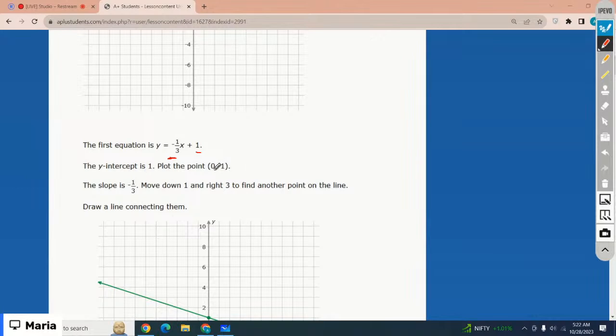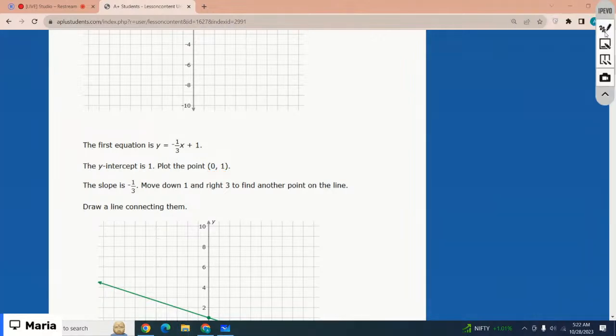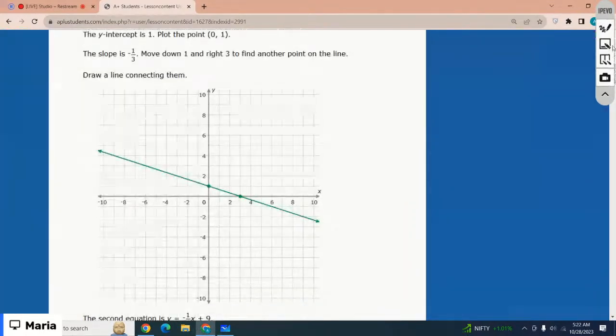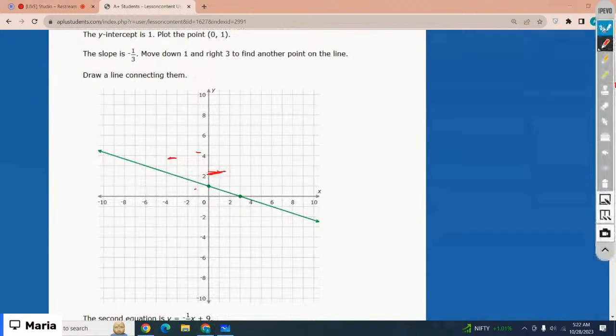So y-intercept is 1, that means the point is 0, 1. And the slope is negative 1 by 3, that means move down 1 point and right 3 points to find another point on the line. First of all, you have to plot the point 0, 1. Here x is 0, y is 1.